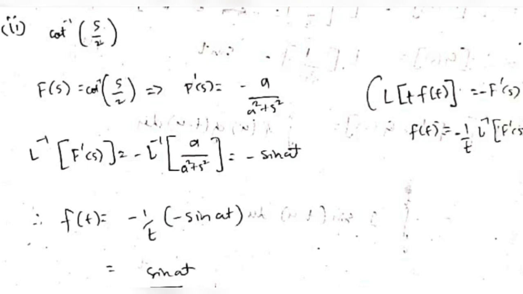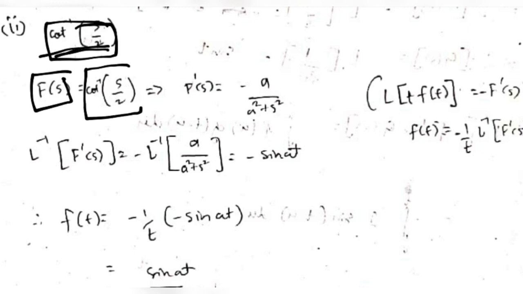See, in this question, this is f of s. We have to find the Laplace transform of f of s. Now we can't directly find the Laplace transform because it's not in the standard form. So what we can do is first write f of s as cot inverse of s by 2 and then find f dash of s.